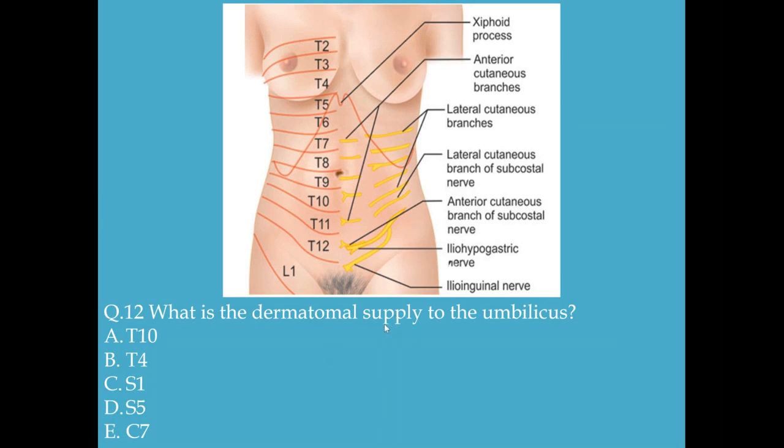The answer is A, T10. The umbilicus is T10. We said before, above the umbilicus is from T7 to T9, and below the umbilicus is from T10 to L1. This is very important. Repeated question in recall.